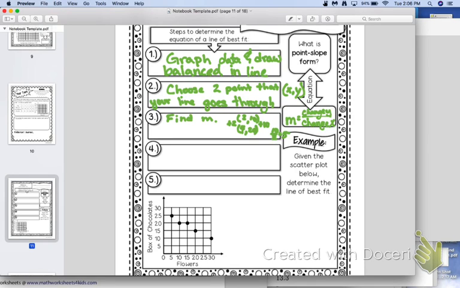Step 4 is find b. So to find b, we have to substitute in m and 1 point. So we're going to be doing a lot more of that review of linear equations that we covered about 2 months ago. And then step 5 is to write the equation of a line.